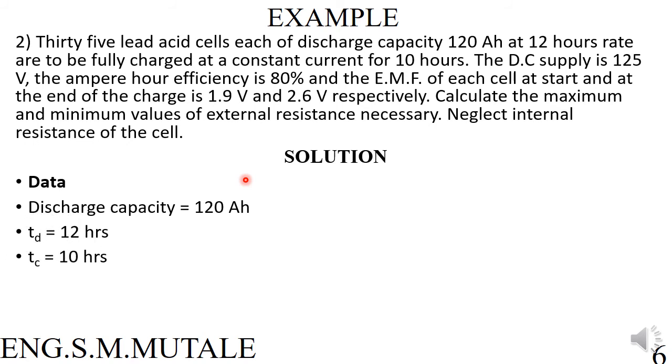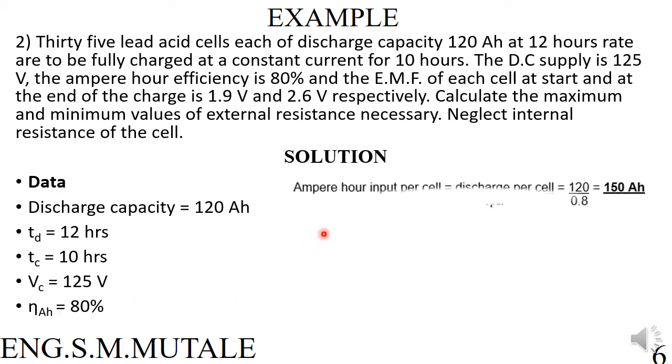So in our solution, you come up with the data first. What have we been given? We've been given the discharge capacity, which is 120 ampere hours. So in short, this is the current times time during discharge. So during discharge, current times time has been given to be 120. The time during discharge is 12 hours. The time during charge is 10 hours. The charging voltage is 125 volts. Okay, the efficiency is 80%.